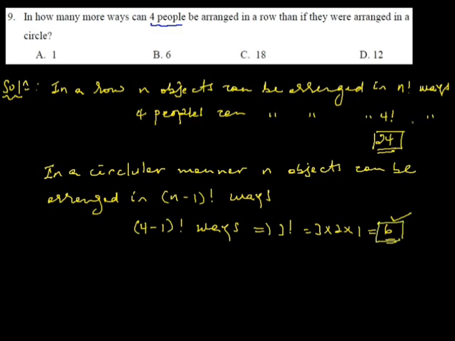In a row, there are 24 different ways. So the arrangements differ by 18. The difference between 24 and 6 is 18. So there are 18 more ways to arrange people in a row than when we arrange them in a circular manner. So the answer for this problem will be C.